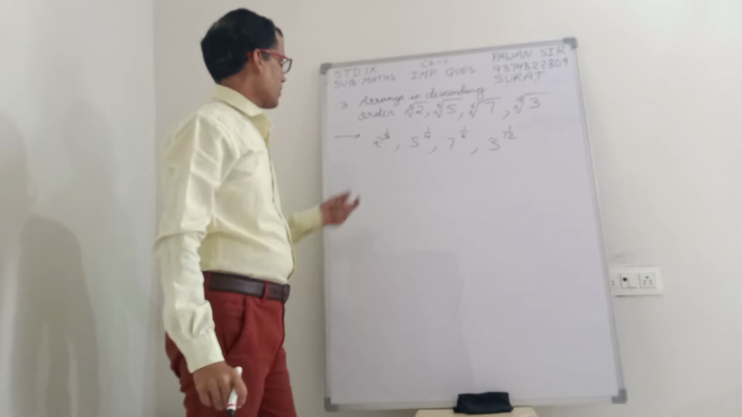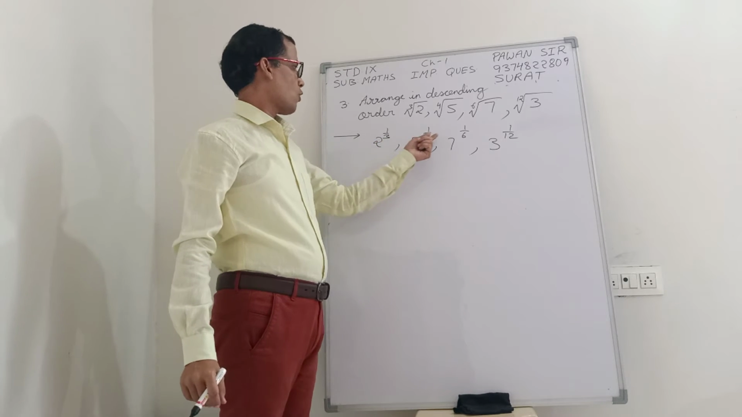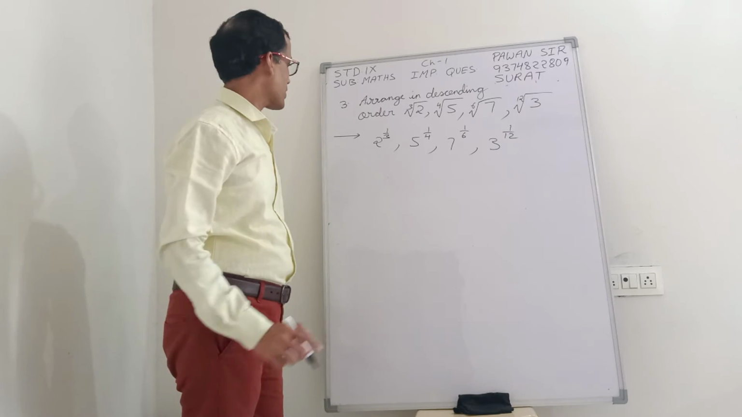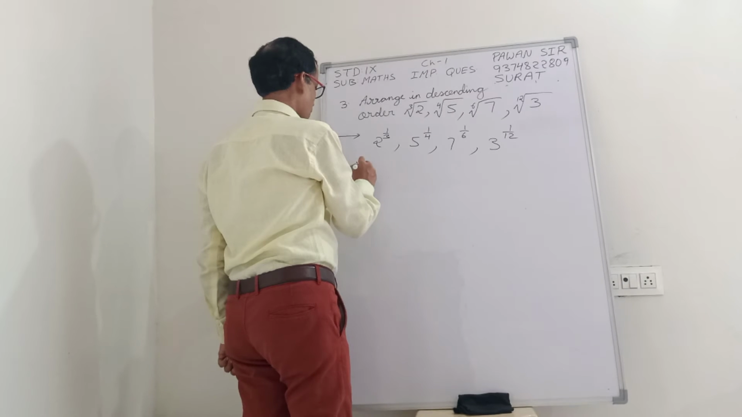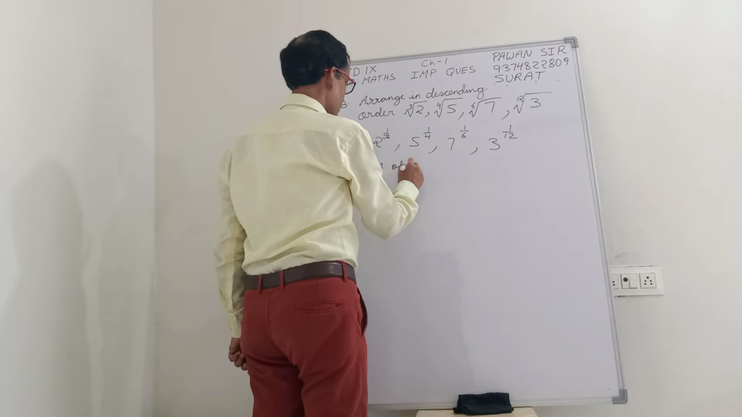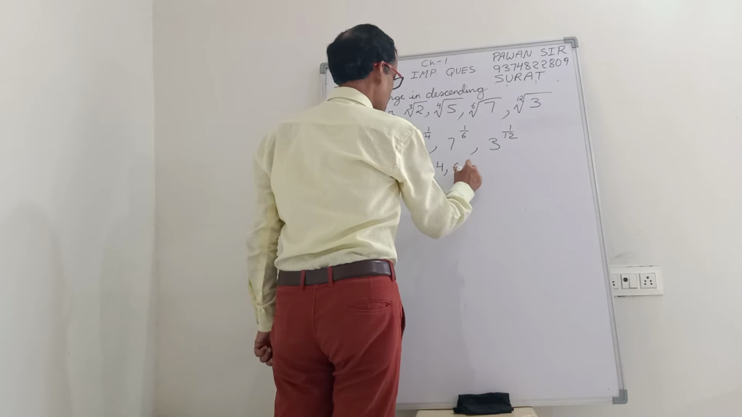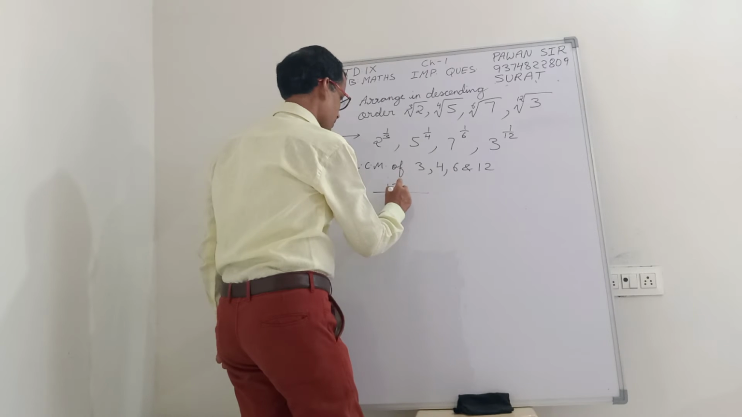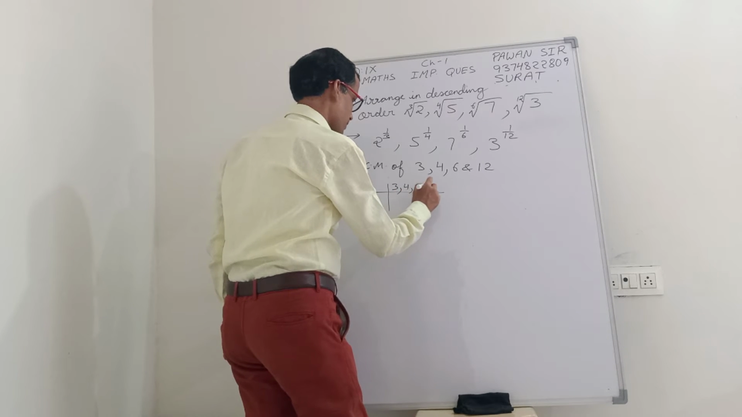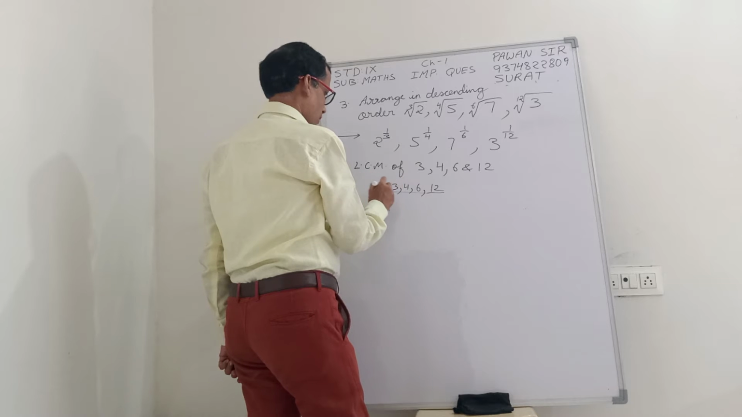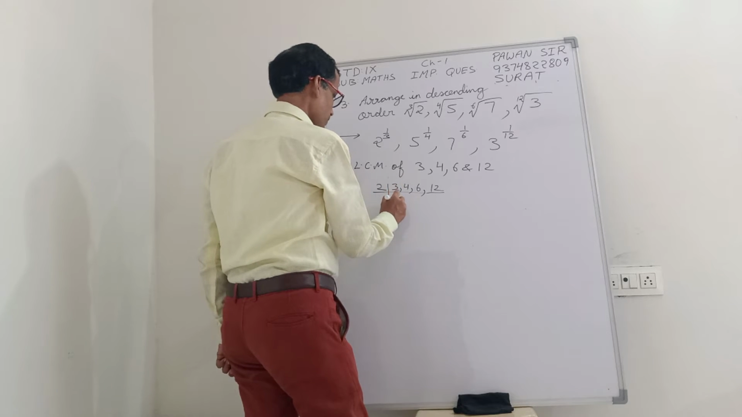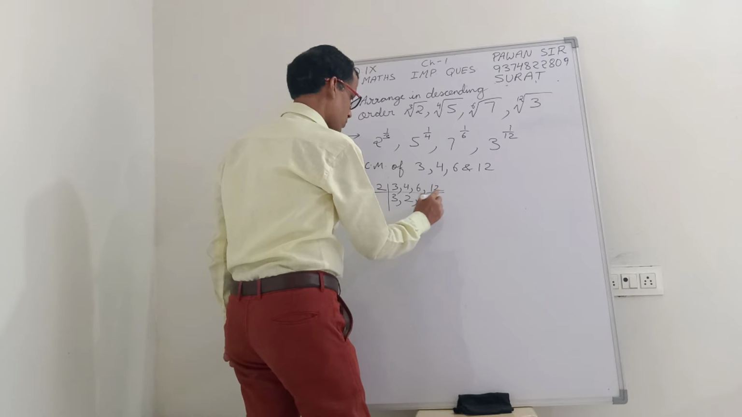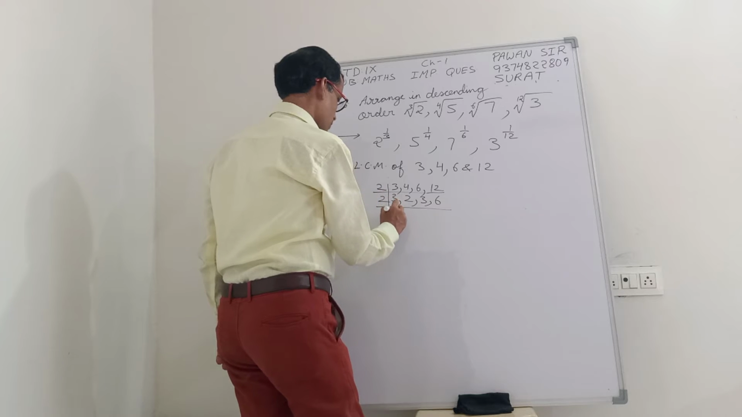Now see, we have to make the denominator same. 3, 4, 6 and 12, these are the denominators of the powers. So first find the LCM of 3, 4, 6 and 12. We have to find the LCM of these numbers. So what we get? Divide by 2. Now again by 2.